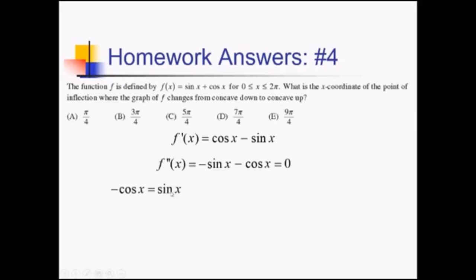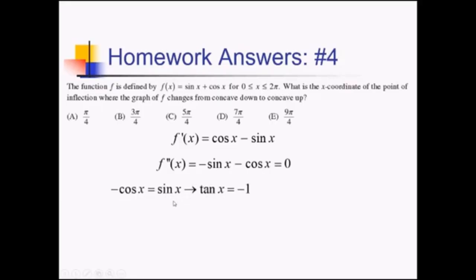And then I divide both sides by cosine of x, and that's going to give me negative 1 on the one side, and sine over cosine, which is tangent of x, on the other side. So I divided by cosine to get this.